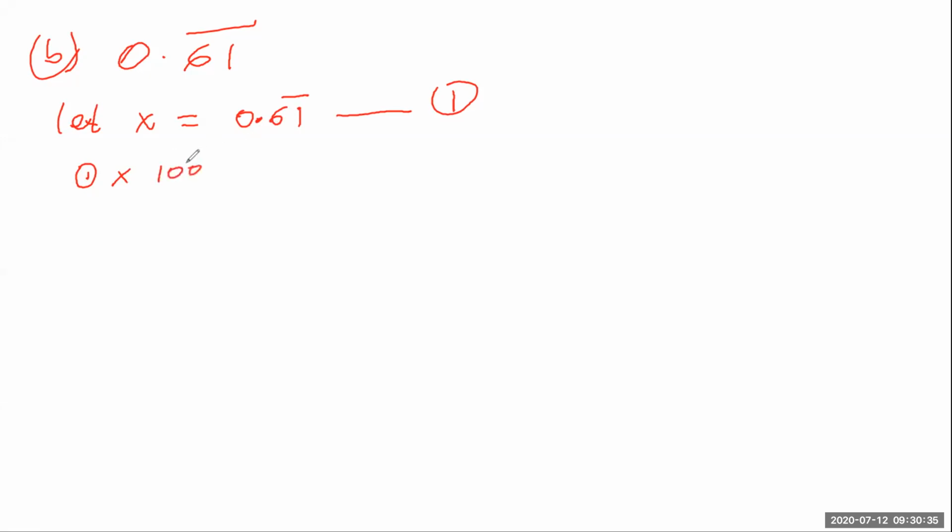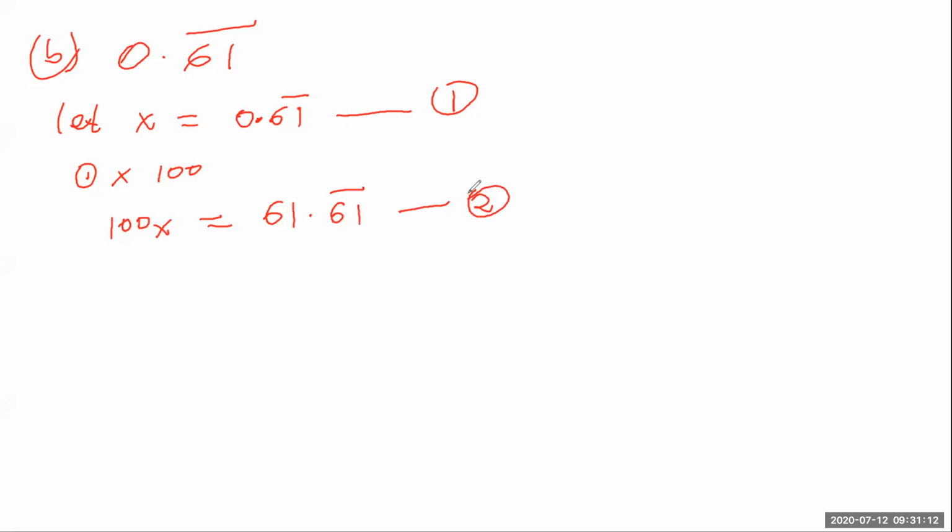So we multiply straight up by 100. So if there were 3 repeating numbers after the decimal point, we would multiply by 1,000. Okay, now, so we are multiplying by 100. So the equation now transforms into what? 100x is equal to 61.61 repeating, and this is equation number 2.